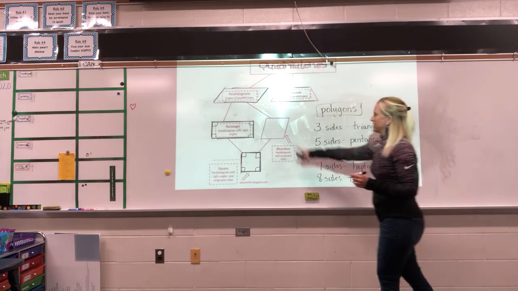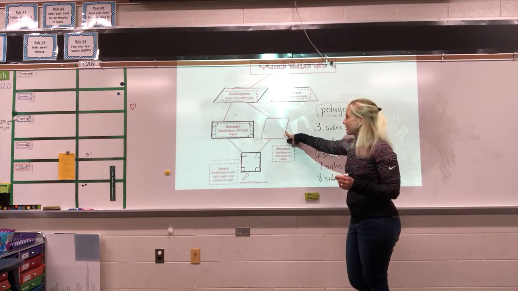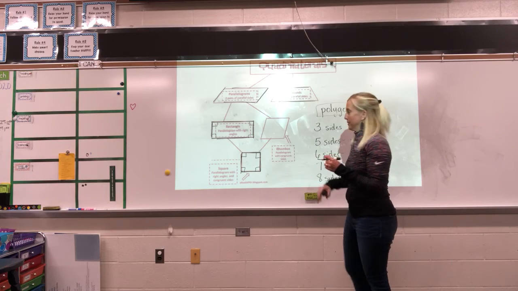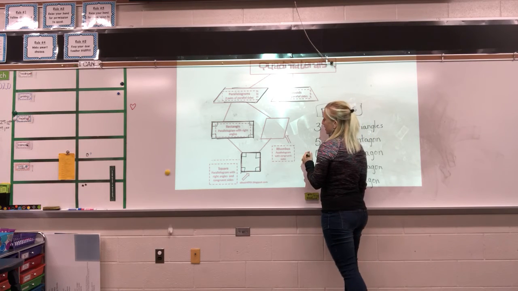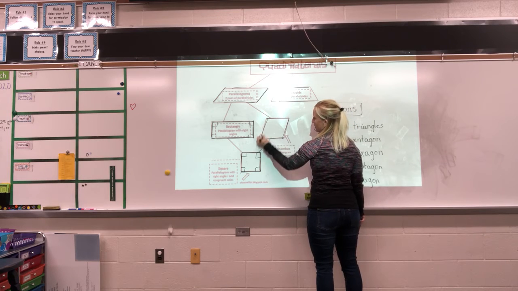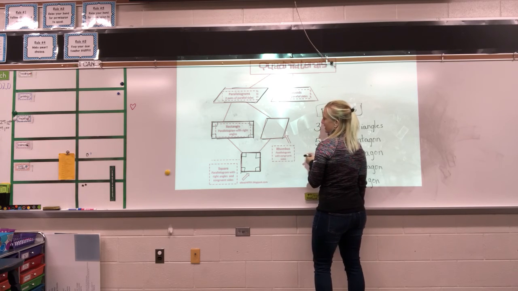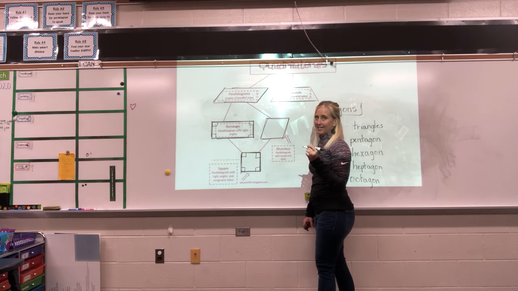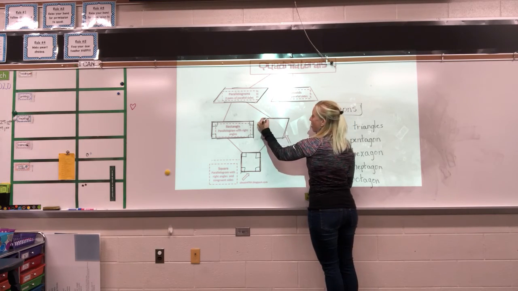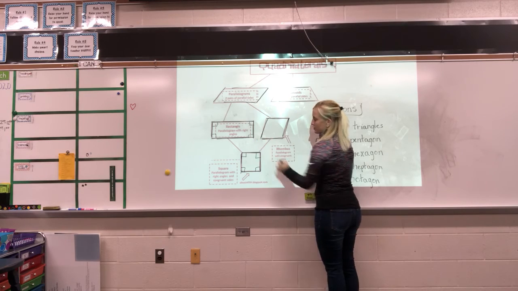Another parallelogram is a rhombus. I like to call a rhombus a square that somebody sat on and smooshed over a little bit. So when we're looking at a rhombus, it has 2 sets of parallel sides, so we know it's a parallelogram. It does not have any right angles, but all 4 sides measure the same length.